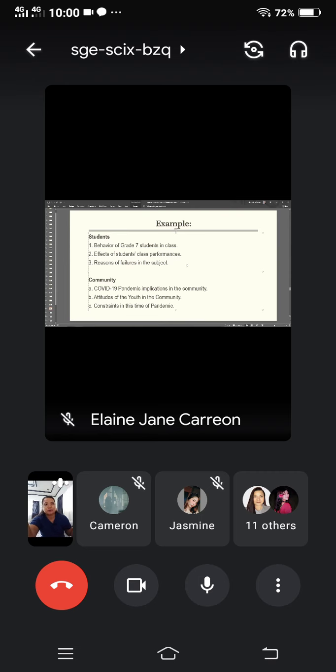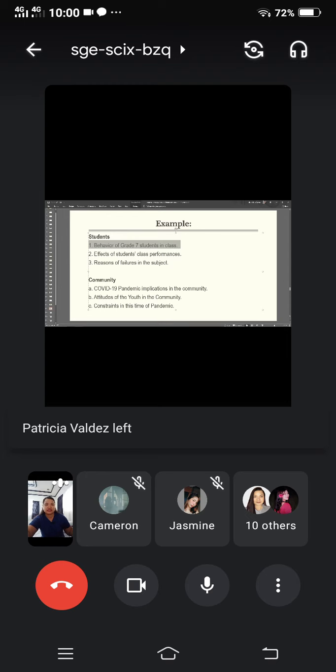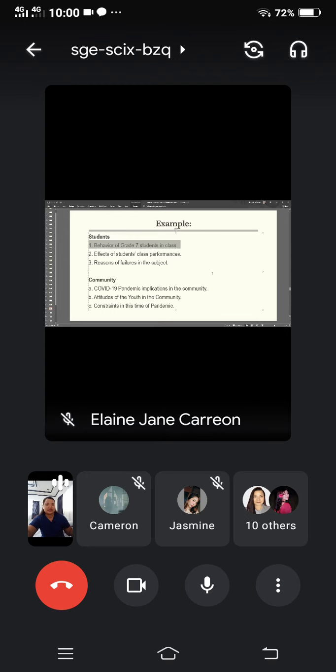So, depende rin kung anong klaseng title ang inyong magagawa. Kung qualitative ba siya or quantitative. So, in this part, sa students tayo, nakikita nyo naka-highlight. Alin dito yung quantitative at alin yung qualitative. Sige, you may answer in our chat box. Topic pa lang to mga to ha, pero tingnan nyo, makikita nyo na kung quantitative or qualitative. Behavior of grade 7 students, ano siya? Quali-quanti. Anong pwedeng gawing research dyan?